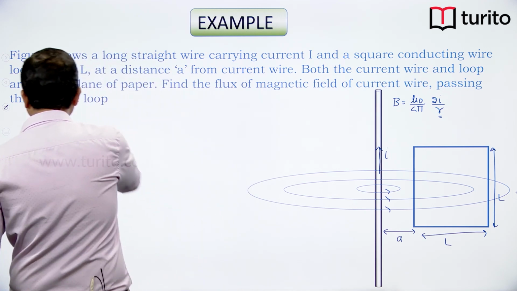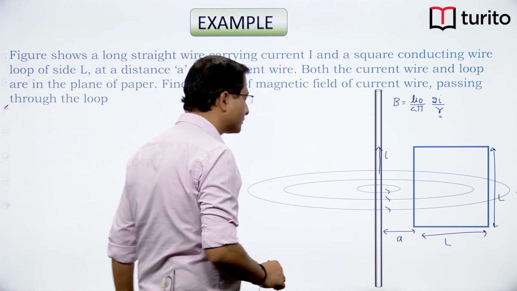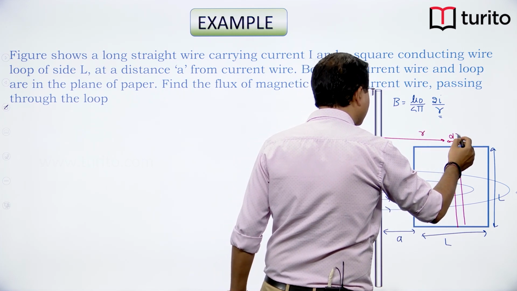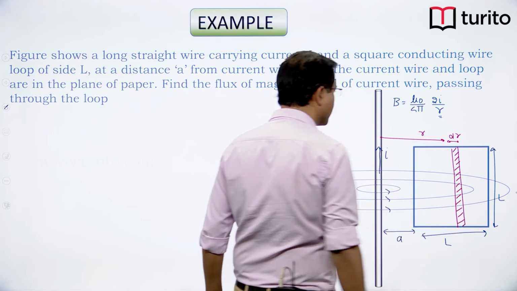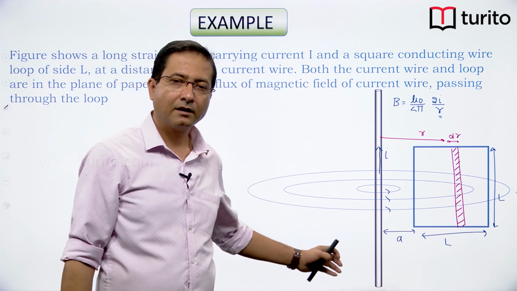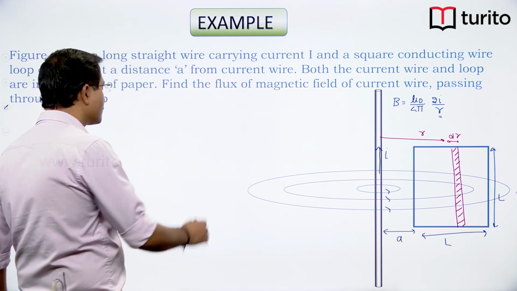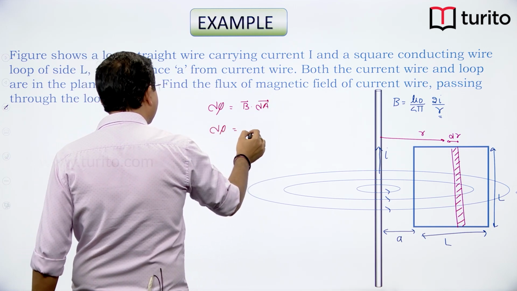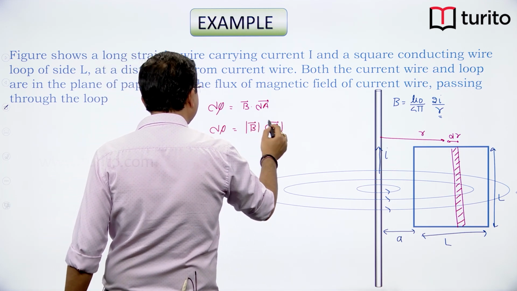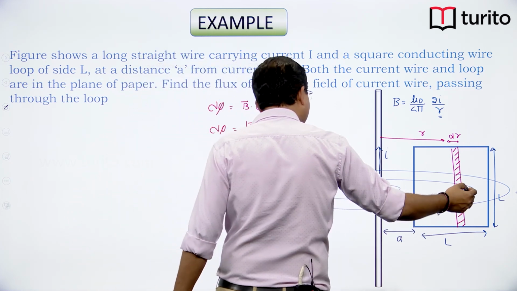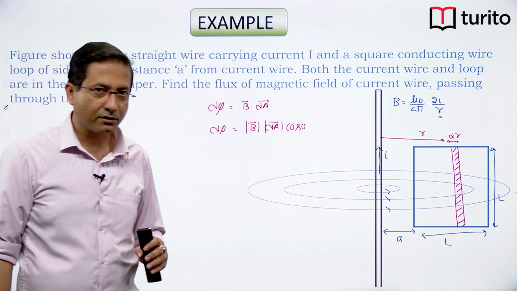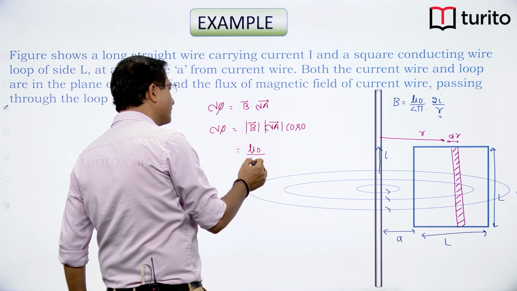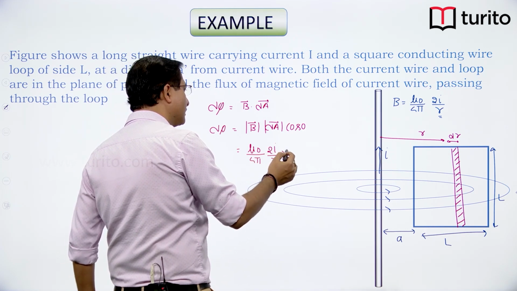So we can take a small element this way at distance r from the wire of thickness dr, and I'll calculate the flux associated with this one first. So the flux associated with this one will be B vector dot dA vector, which I can write as B magnitude, dA magnitude, cos 0. Here the area vector and the magnetic field are both in the same direction. Okay. So B, from the expression we have, is mu naught upon 4 pi, 2I divided by r.